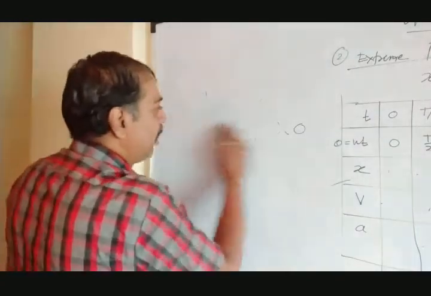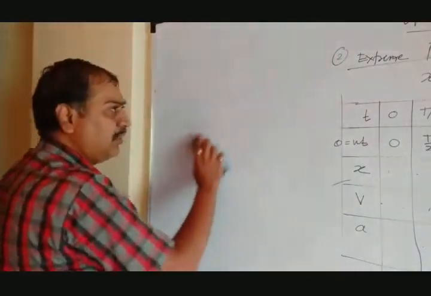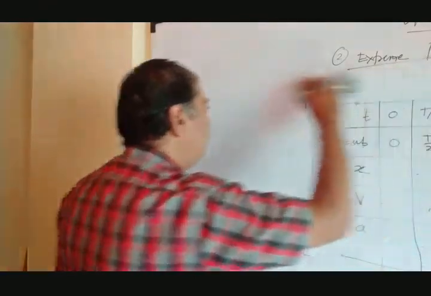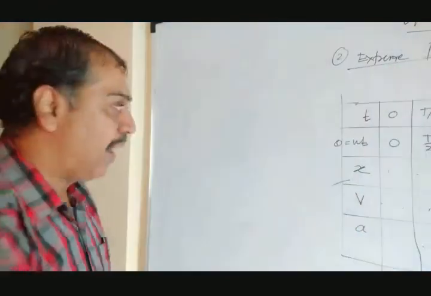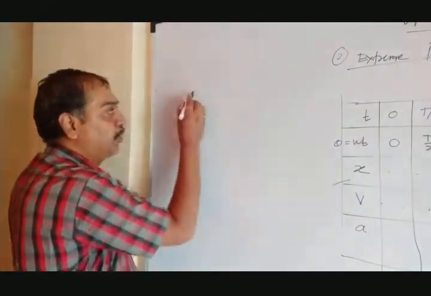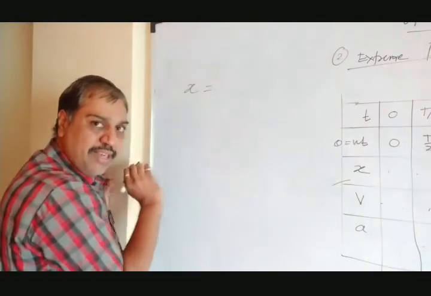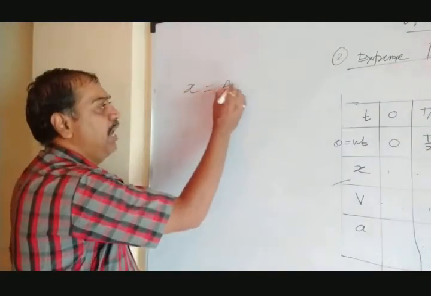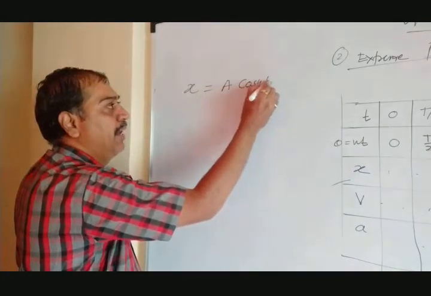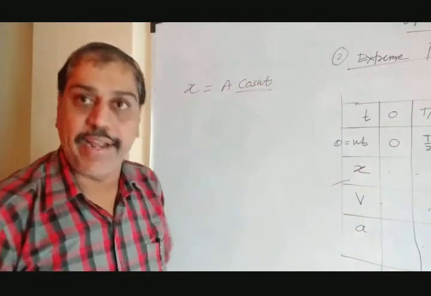Let's go. For your equation you should write x equal to a sine of omega t plus phi, that we have written. And finally, if the motion starts from extreme position, displacement would be represented by x equal to a cos of omega t. A cos of omega t.